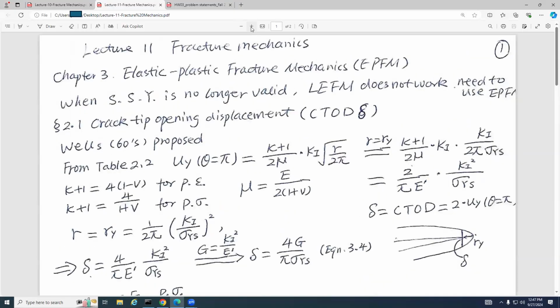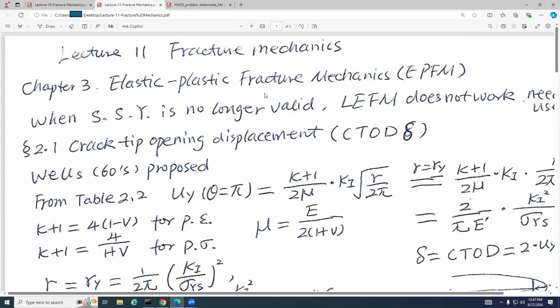And for lecture 11, guys, we are going to talk about elastic plastic fracture mechanics. It means that under these conditions, in some case scenarios, the LEFM does not work. Last time we talked about small scale yielding. SSY stands for small scale yielding. If small scale yielding is no longer valid, linear elastic fracture mechanics fails. So you will need to use other theories. So how to do that?